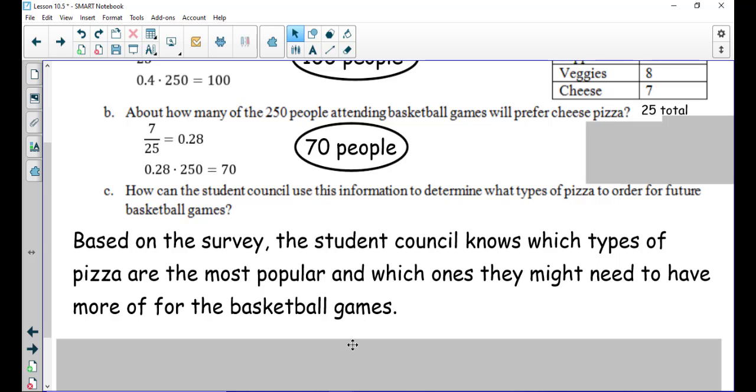So what I wrote here was, based on the survey, the student council knows which types of pizza are the most popular and which ones they might need to have more of for the basketball games. Now, this may change over time, and they may have to adjust the amount of pizza that they purchase. It also gives them an idea, too. They could survey how many slices people are eating or choosing to purchase. That would also give them an idea of how much to purchase.